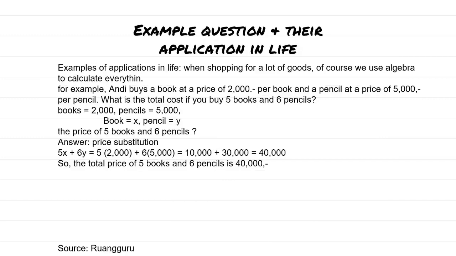Okay, last, example questions and their application in life. Example of application in life: when shopping for a lot of goods, of course we use algebra to calculate everything. For example, Andy buys a book at the price of 2,000 per book and a pencil at the price of 5,000 per pencil. What is the total cost if you buy 5 books and 6 pencils?